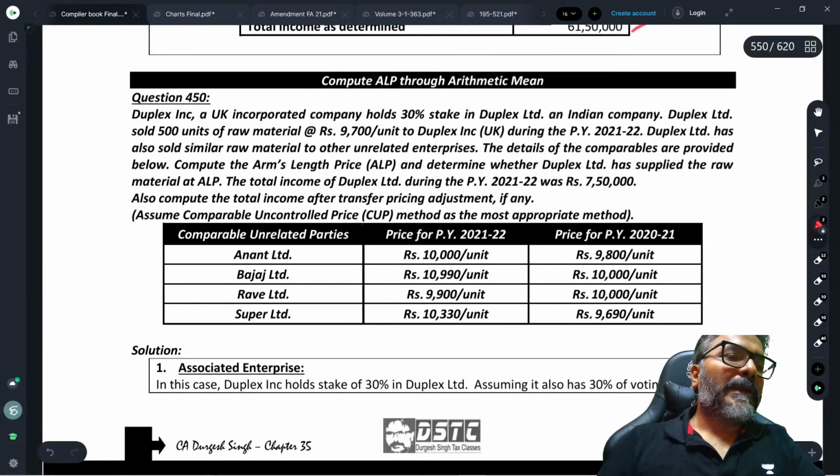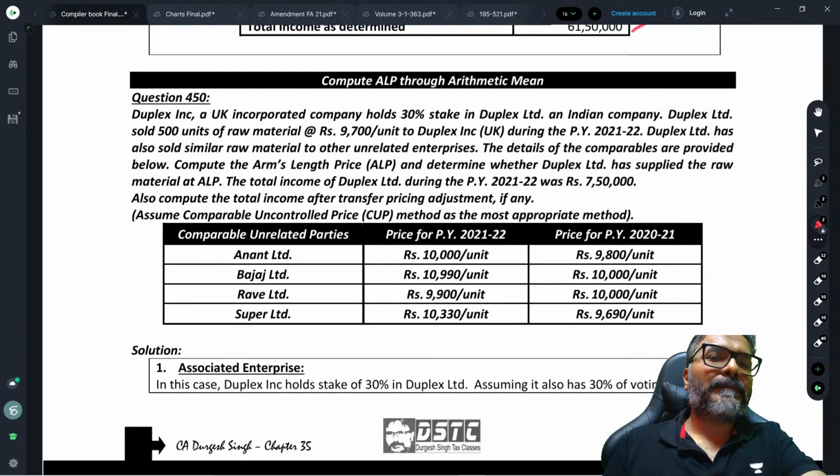Now, the next case, students, is about the arithmetic mean. The next question is about the arithmetic mean. Very quickly, I will run through this question. Here, if the comparable size, as I have told you, is less than 6, and more importantly, you are not following the profit split method. Because if you are following the profit split method, then you don't see the comparable size, because in the case of the profit split method, you always follow the arithmetic mean.